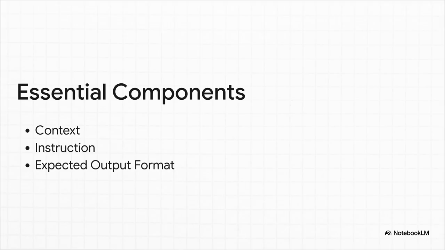And third, the expected output format. You absolutely have to tell it exactly how to present the data back to you. A bulleted list, a primary source breakdown, whatever. These 3 components lock the AI into giving you precise, usable intelligence.